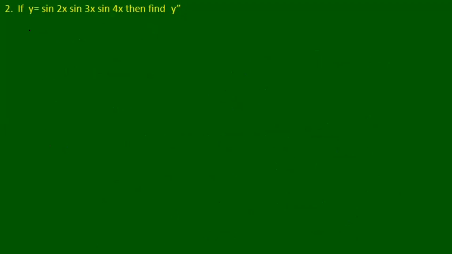I multiply with the 2 on both sides. 2y is equal to 2 into sin 4x sin 2x, and then I'll write sin 3x. Sin 4x first, sin 2x. If you add and subtract, it will be very easy. So the 2 sin A sin B formula is cos of A minus B minus cos of A plus B, that is cos 2x minus cos 6x.